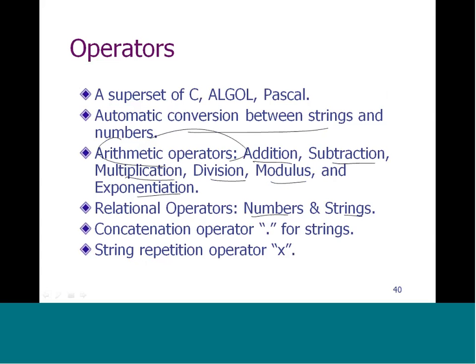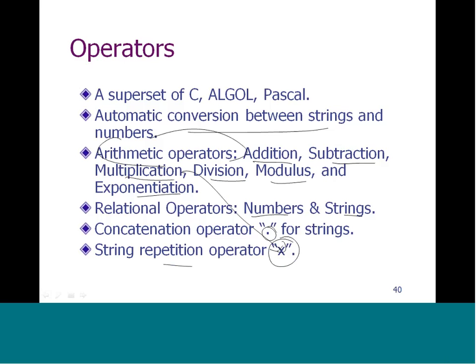There are also relational operators for numbers and strings. They are both separate. If you have number data, then you use one type of relational operator, and for strings you use a different type. There is also a concatenation operator. Concatenation means joining strings. If you have many strings that you want to put together, each one a separate string, you can put them together using the dot operator. And for strings, we also have a repetition operator, just the x, which is very similar to the multiplication operator.